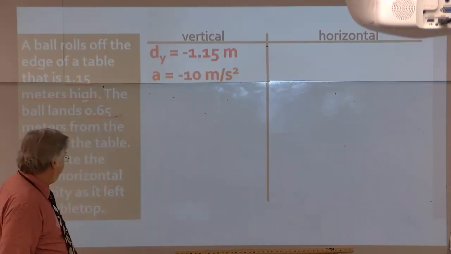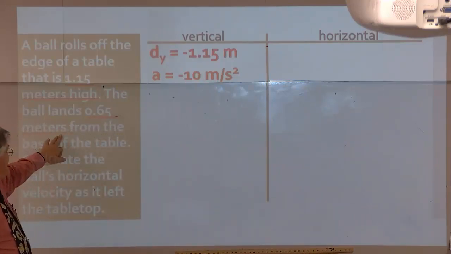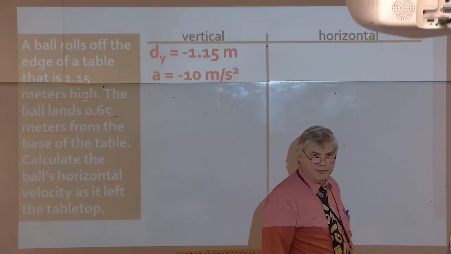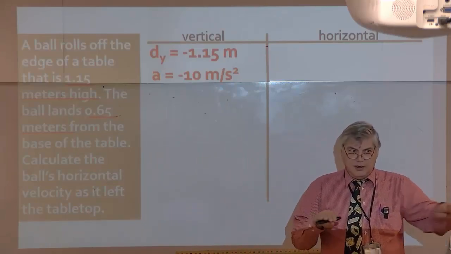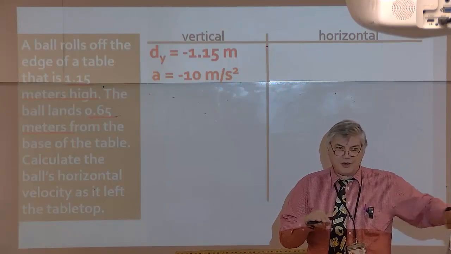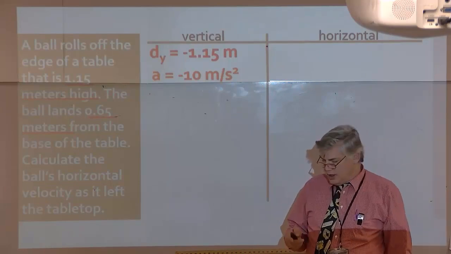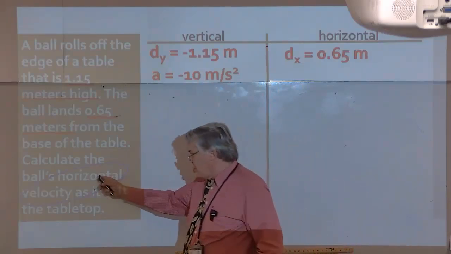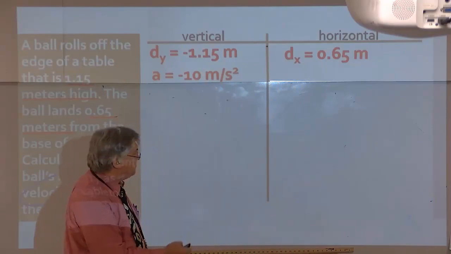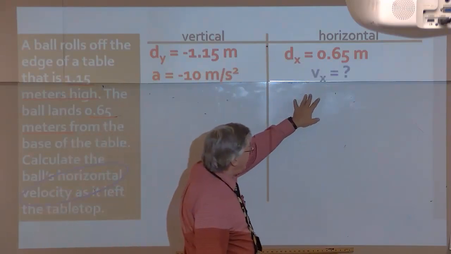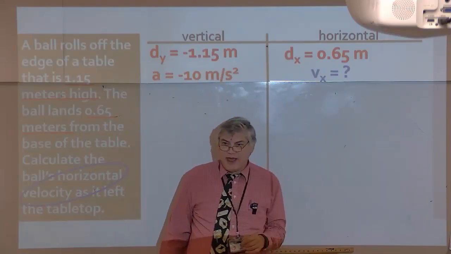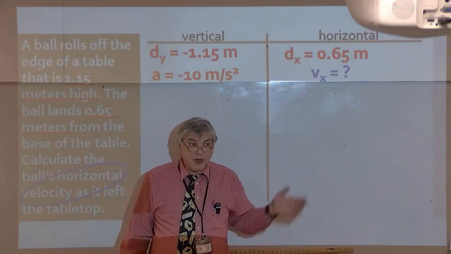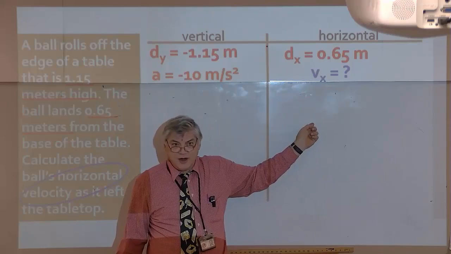How about the next little bit of information? The ball lands 0.65 meters from the base of the table. Is that horizontal or vertical? It lands 0.65 meters away from the base of the table, horizontal distance, and it's asking us for the horizontal velocity. So over here we're looking for Vx. Do we have an equation for Vx? We do, right? It's the only equation we need on this side of our t-chart.